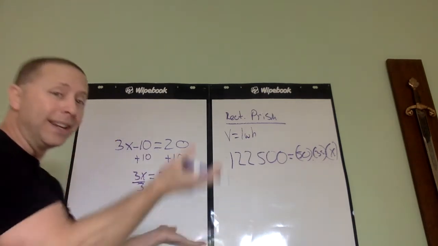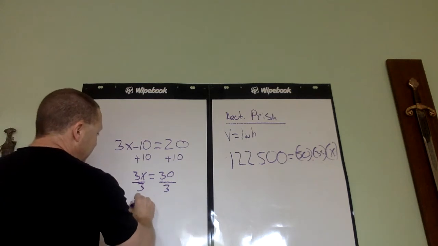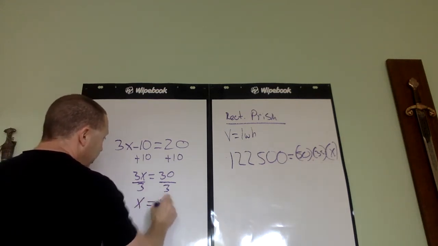I divide by 3 on each side. Okay? That's going to give me x over here, and it's going to give me 10 over here.